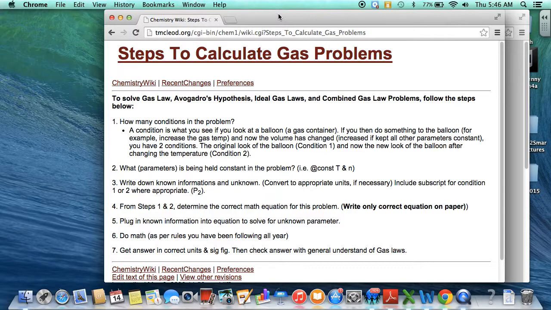Now, for Avogadro's hypothesis, what's being held constant is temperature and pressure, and you're varying the number of moles and volume.